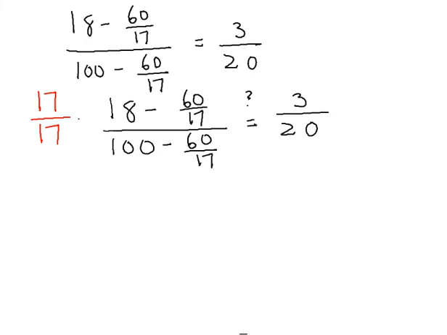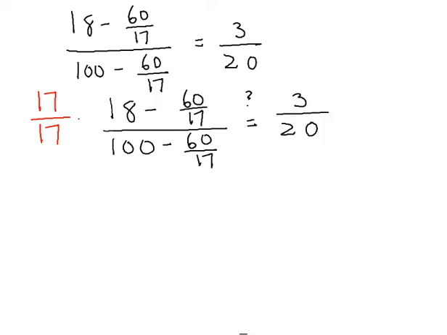Now a convenient way to simplify a complex fraction like we have in the first step here, the 18 minus 60 divided by 17, all over 100 minus 60 divided by 17, would be to multiply the numerator and denominator by the lowest common denominator of all the fractions that we see. In this case, that would be 17. And you can see that off to the side here I've written 17 over 17, which is simply a form of 1. So we're not changing the value of the expression, but simply the way it looks. And hopefully it will simplify to something we can work with more easily.